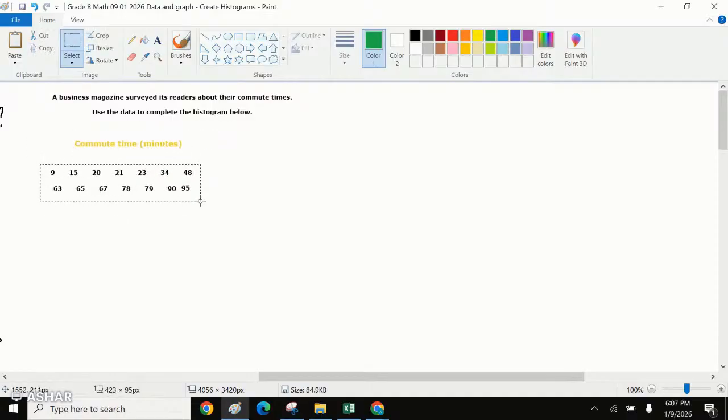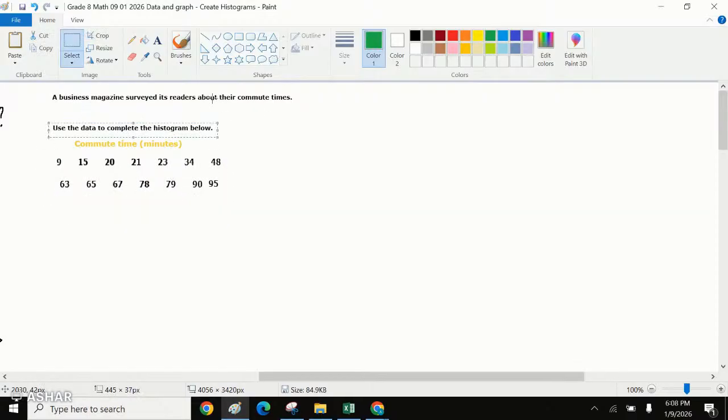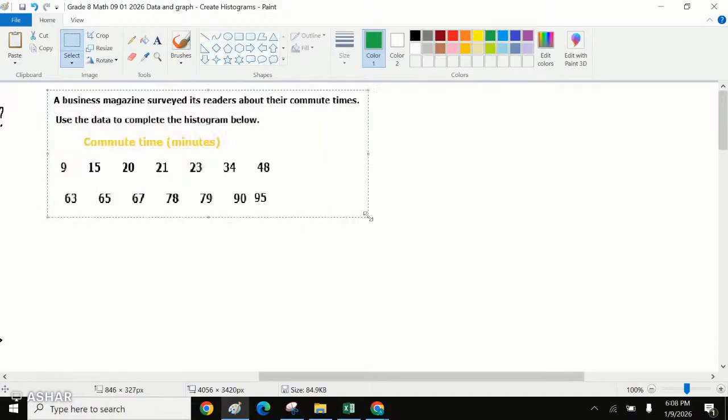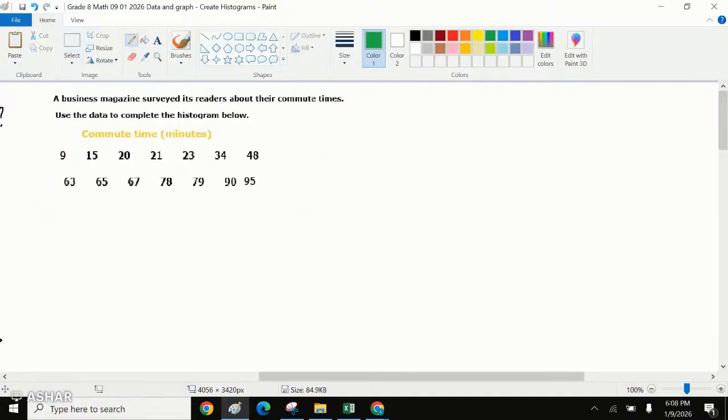Commuting in minutes. We change the size. We have these numbers. Use the data to draw. And this is given. So use the data to complete the histogram below. A business magazine surveyed its readers about the commuting times, right? So we are looking at the commuting time that was from one place to another, right? So these are the minutes given to us, right? So the first thing we do is we look at the time, and we do the tally markings. So what we can do over here is we can create a range of the time, right?